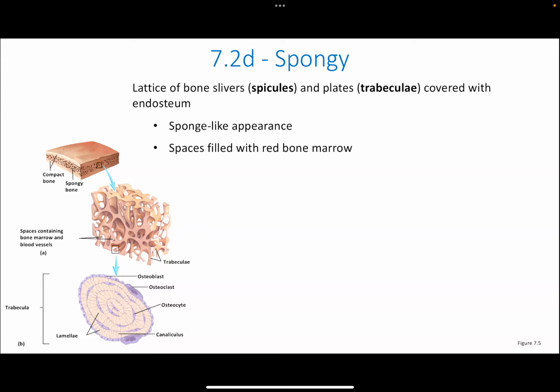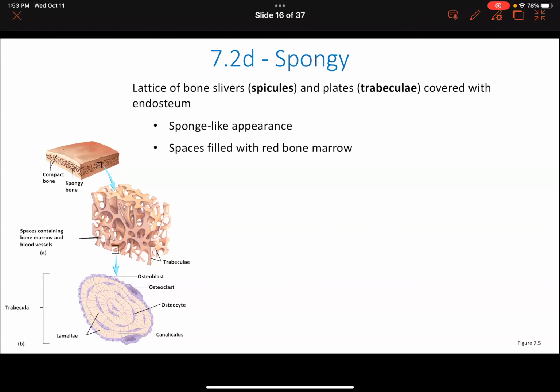The other bone type that we've talked about, if we look at it more at a histological level, is spongy bone. I think this is a great way to talk about it: it's a lattice of bone slivers. These bone slivers are often referred to as spicules, and it's a lattice of these spicules and these plates of bone. And so it's plates of bone that we call trabeculae, and they're all covered with endosteum. So you've got the trabeculae here and in here, and then some of the slivers that come off as well.